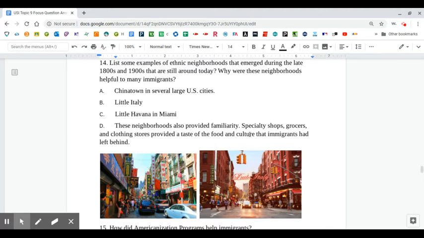These neighborhoods also provided a sense of hope, optimism, their homeland, something familiar. They had specialty shops, grocers, and clothing stores that provided a taste of their home, food, and culture. The left photo here is Chinatown in New York City. The right photo is Little Italy in New York City.